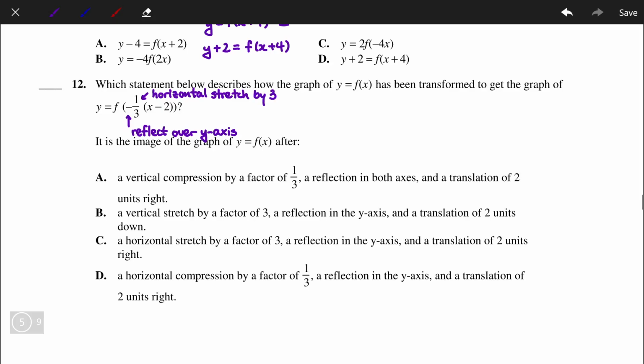And then finally, the 2 here tells us the graph was moved right 2 spaces. So if we look through each statement A, B, C, and D, the one that contains all 3 transformations is C.